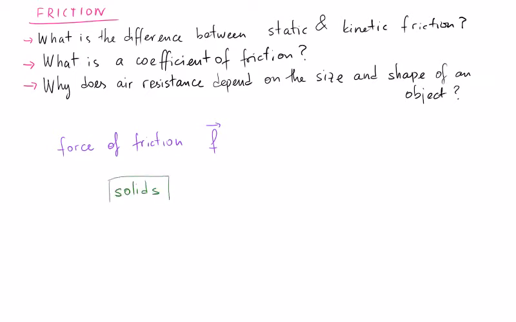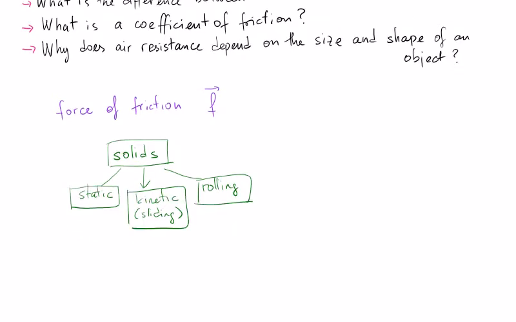Friction between solids is generally classified into three types: static, kinetic, which also means sliding, and rolling. Static friction includes all cases in which the frictional force is sufficient to prevent relative motion between surfaces.